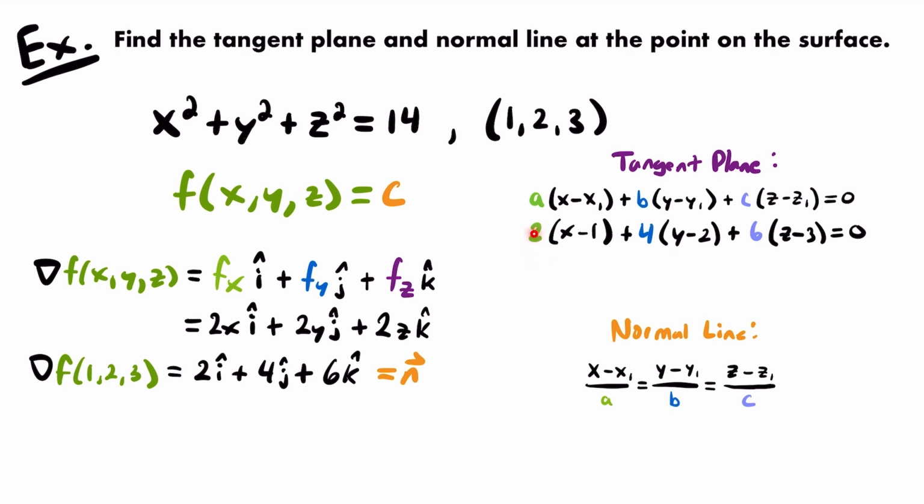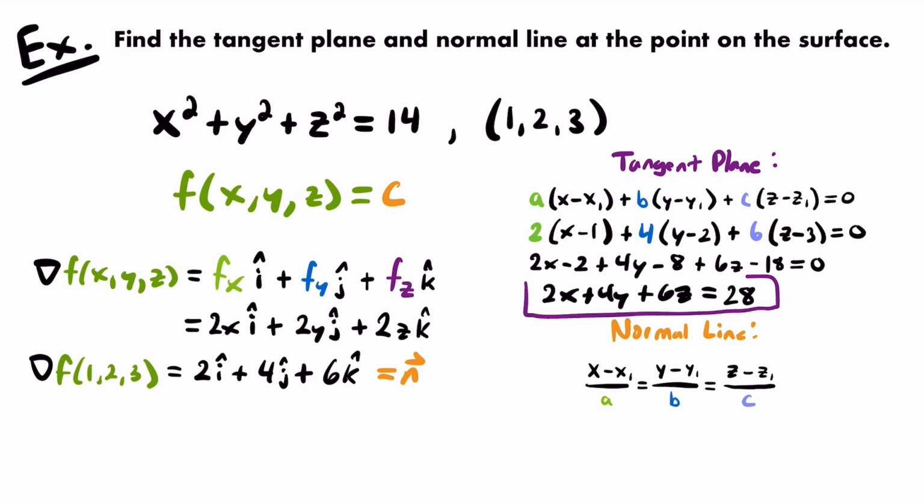And so simplifying, distribute 2, 4, and 6 through their respective quantities, and you get 2x minus 2 plus 4y minus 8 plus 6z minus 18 equals 0. All right, and then just to make it look nicer, move all the constants over to the other side of the equation. So we have negative 2 plus negative 8, which is negative 10, plus negative 18, which is negative 28. So if you move that to the other side of the equation, you get positive 28. So altogether, the equation of the tangent plane is 2x plus 4y plus 6z is equal to 28. That would be the equation of the tangent plane.